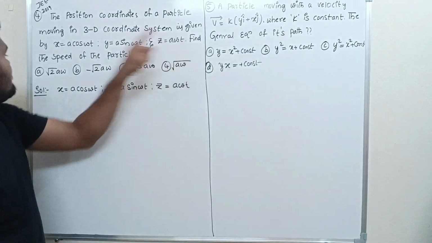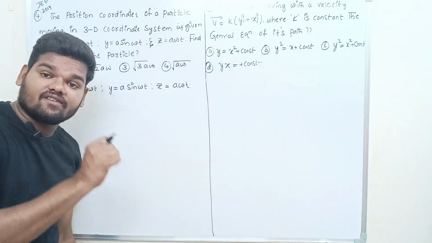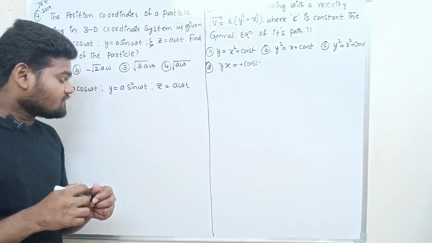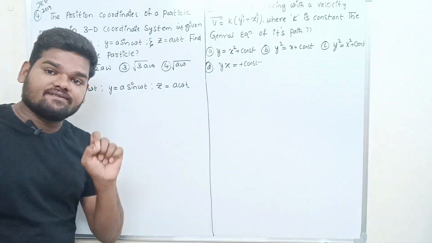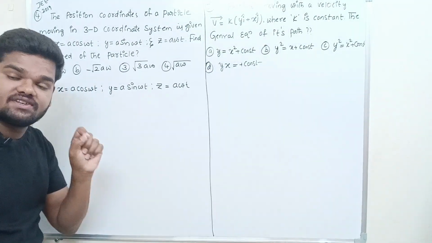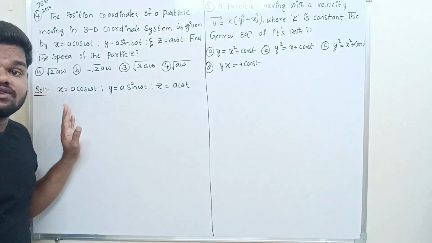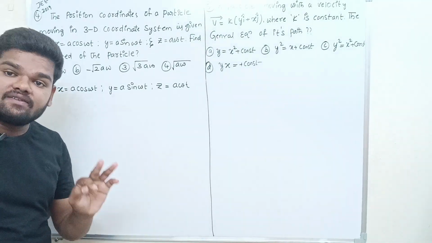What are they asking? Find the speed of the particle. Have a look. From these position coordinates, we can find the velocity. How can we find the velocity? x is equal to a cos omega t. x is what? Position or displacement. So what is the meaning of velocity? The rate of change of displacement is called velocity.